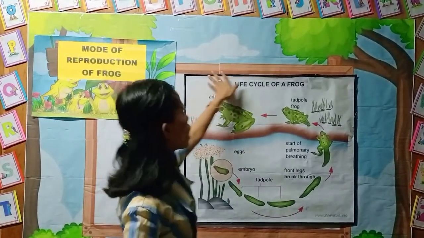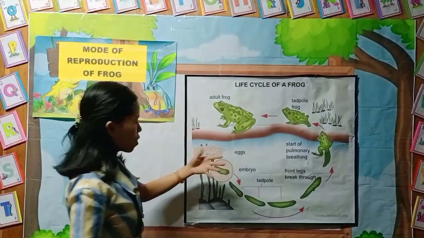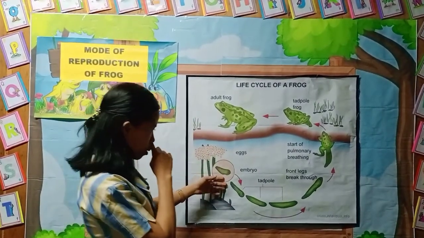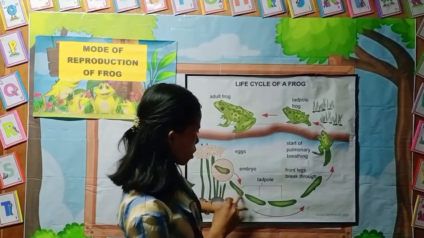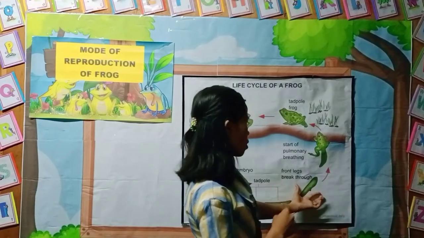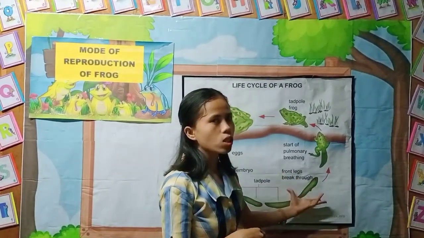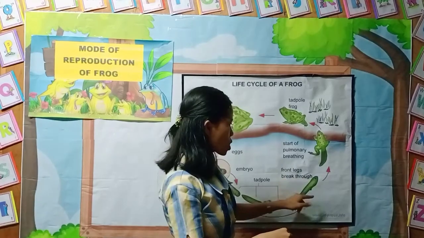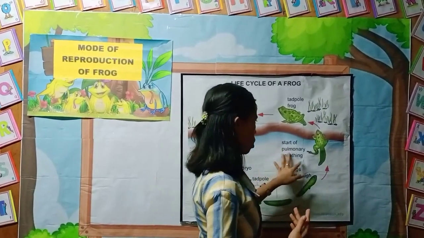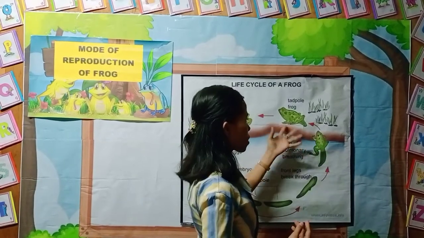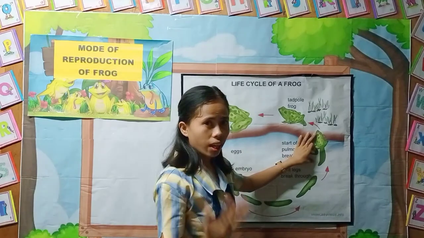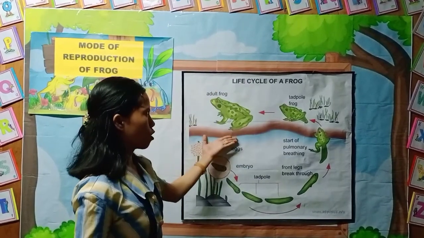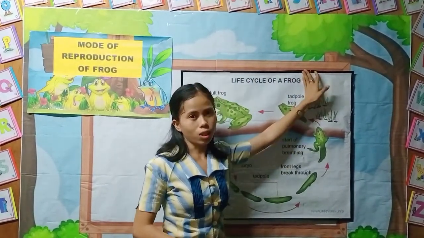Now let's talk about the life cycle of a frog. It begins with an egg. Once the two cells meet, it becomes an embryo, then a tadpole, which has three stages. We have still a tadpole, but the front legs break through. In this stage, the tadpole has its legs slowly growing. Then we have the start of pulmonary breathing, where the tadpole already breathes. We also have the tadpole frog, then the adult frog. So this is how the life cycle of a frog goes on.